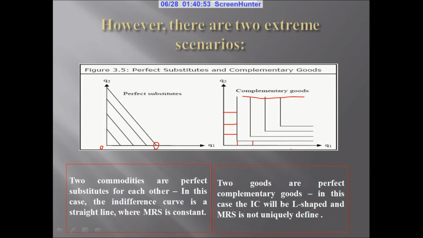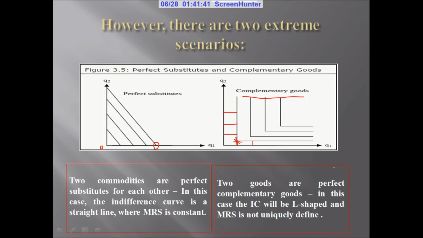So it's useless, or pointless, or Q1 becomes neutral if it is not increased in combination with Q2. If the individual increases the consumption of both commodities in the same ratio, then they will move to a higher indifference curve. In this case, when the two goods are complementary goods, the indifference curve will be L-shaped. And here the marginal rate of substitution is not uniquely defined. MRS is not uniquely defined in this case.